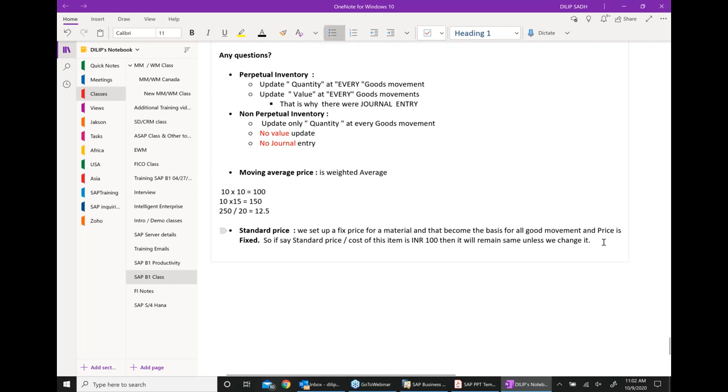In most cases, in the real world, people use moving average price. That is what most people use. Some people can use a standard price.